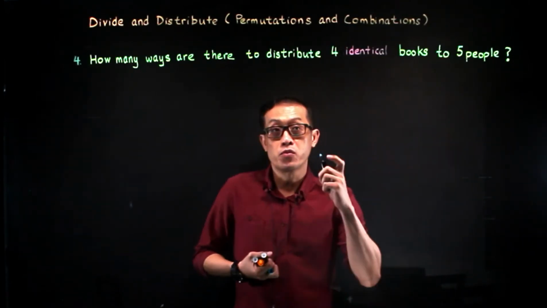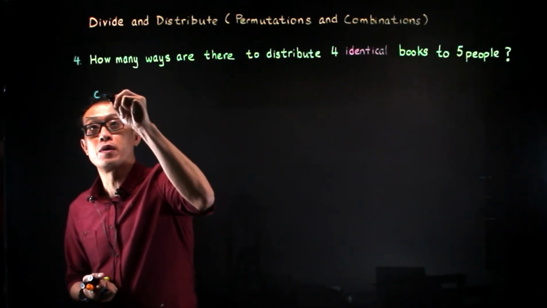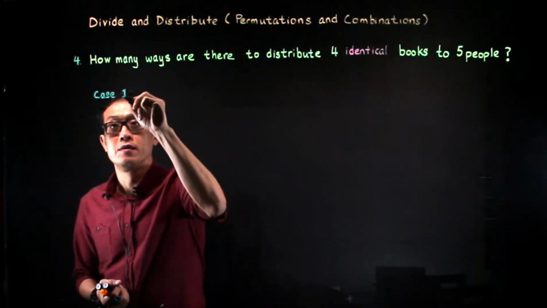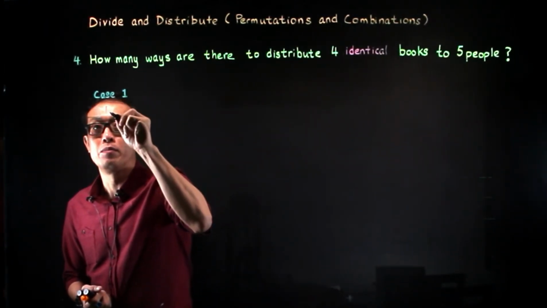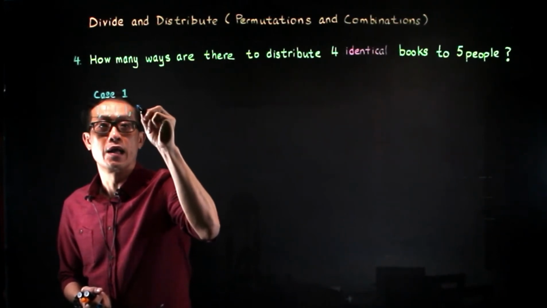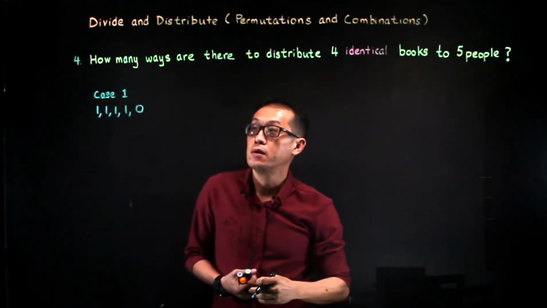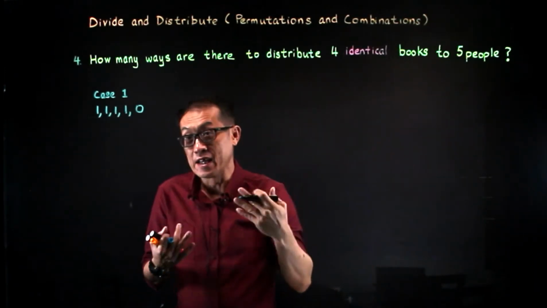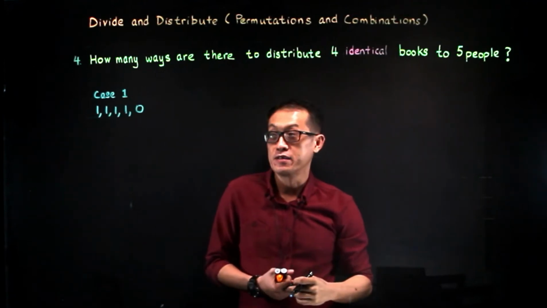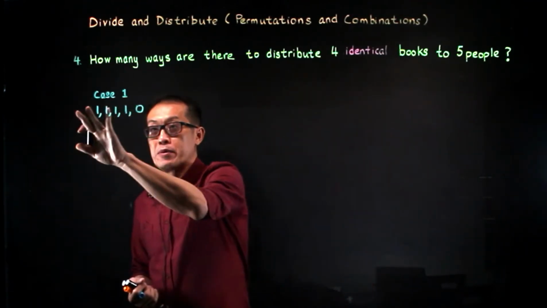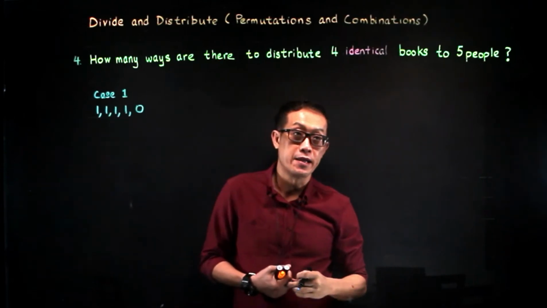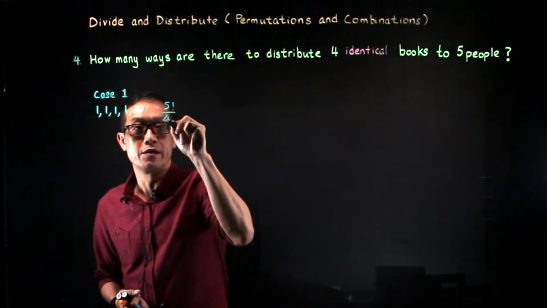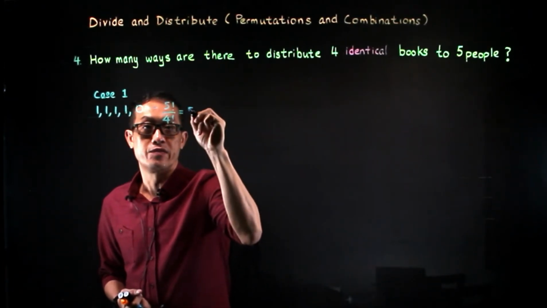Now let's look at case 1. You can divide the books into groups of 1. So you have 1 book, 1 book, 1 book, 1 book, and the last one will receive 0 books. Now the people are different. There's no such thing as identical people. Even twins, they are different. So you need to permutate this. How many permutations are there? Over here you have 5 factorial divided by 4 factorial, and you get 5.